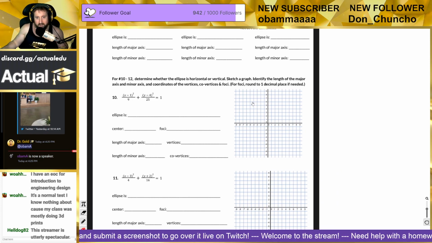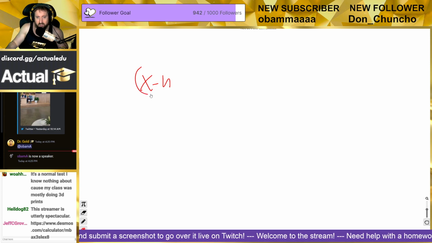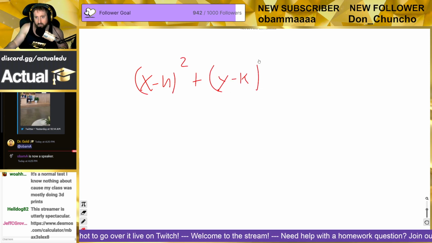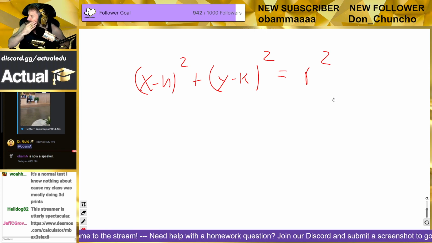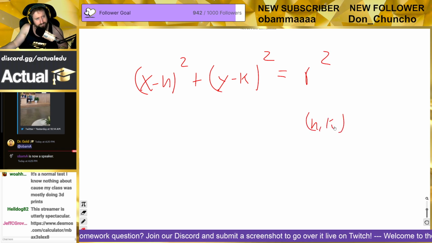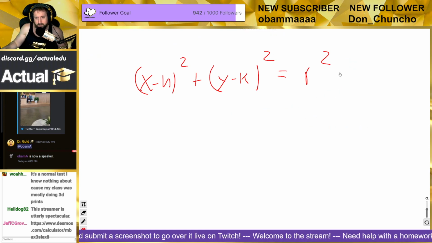Okay, cool. So it says determine whether the ellipse is horizontal or vertical. Sketch the graph. Identify the length. Okay, whatever. Let's start off with, first of all, this is the equation of an ellipse, right? Because we have fractions underneath these x squared and y squared terms. Do you remember what the equation of a circle is? Nope. Okay. So that's (x minus h) squared plus (y minus k) squared is equal to r squared. This is the equation of a circle of radius r, located at the center h comma k. Do you know where this formula comes from? It's actually pretty cool.